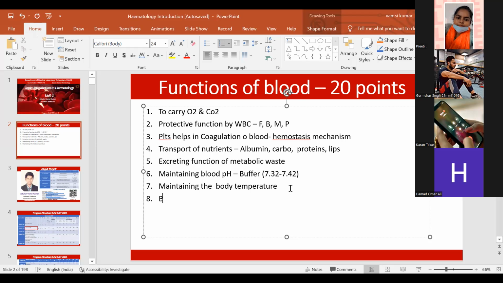So blood pressure is one function of blood. Without blood, we won't get blood pressure. In case of hypovolemia, that means decreased blood volume in the body, there will be alterations in the blood pressure, and there is a high chance of the patient going into hypovolemic shock, which is induced by the heart. The heart will block its functioning because it won't get that reload of blood.